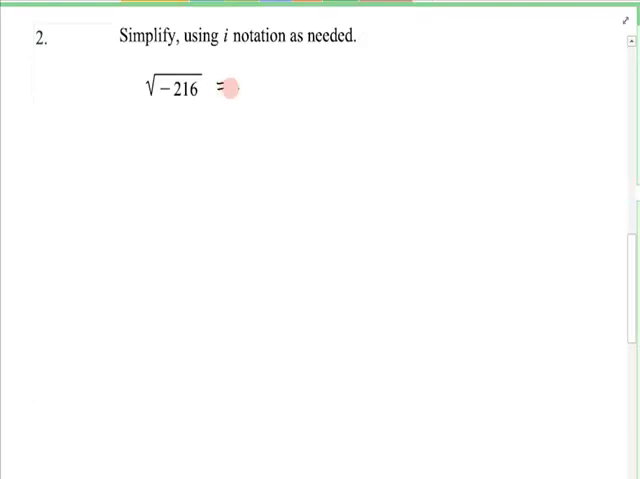This one says to simplify using i notation as needed. All right, I know that the first thing I'm going to do, because I see that negative, is put the square root of -1 times the square root of 216. Now, I don't know if 216 has a perfect square factor, but because it's even, on my calculator, I'm going to see if 4 goes into it. So 216 divided by 4, it does. It goes in there 54 times. I'm going to box that in because it's a perfect square.